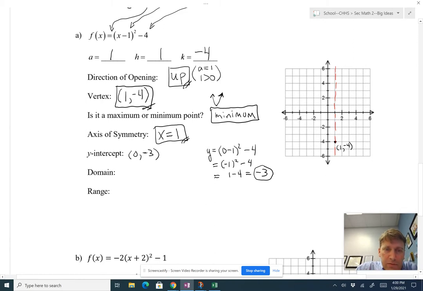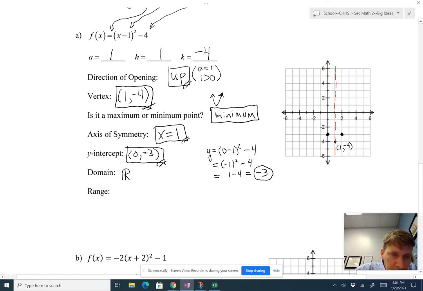And let's graph it. So we put this on the graph. 0, negative 3 is this point right here. And this is where the axis of symmetry is really nice. Because it is 1 unit from the axis of symmetry, I move on the other side 1 unit, and there I can graph another point. You can verify that that's correct by putting 2 into the equation to show that the corresponding y value would be negative 3 also.